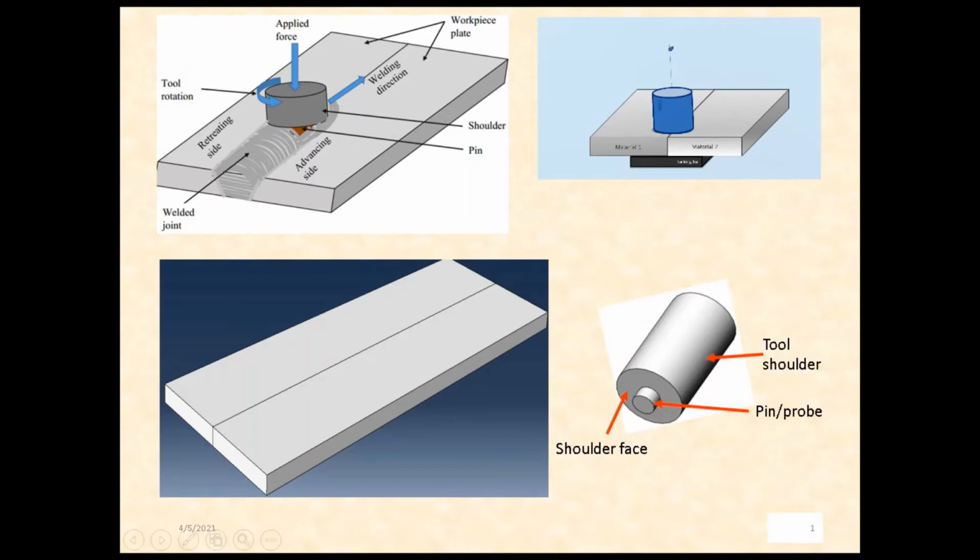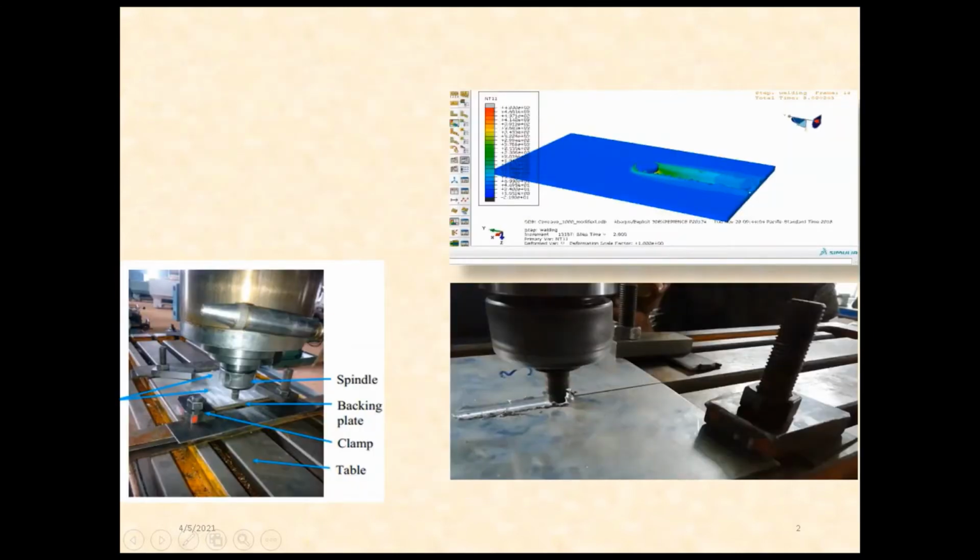So this is what you call the tool. This tool will rotate on top of this workpiece. This pin, the so-called probe, will move down or penetrate the workpiece between two mating parts, so it will stir the material from the advancing side to the retreating side, so that joining or attachment will take place. So in this process, what we are going to see is simulate or animate like this in this Abaqus software.